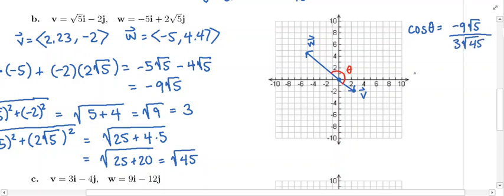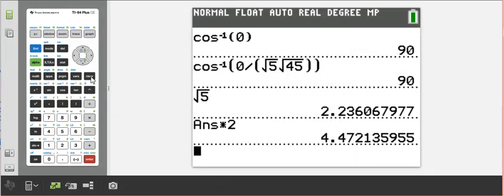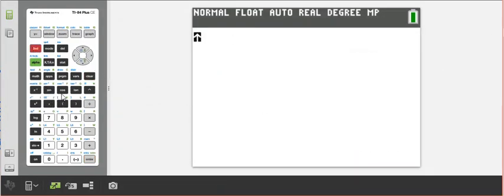So we're going to go to our calculator to figure out what the angle is. To solve for theta, we need to take the cosine inverse of both sides. So we're going to punch in cosine inverse of this quantity, negative 9 square root of 5 over 3 square root of 45. Let's go and see what we get. All of that needs to be divided by 3 square root of 45. Make sure the entire denominator is in parentheses if you have an older calculator. It should look like this.